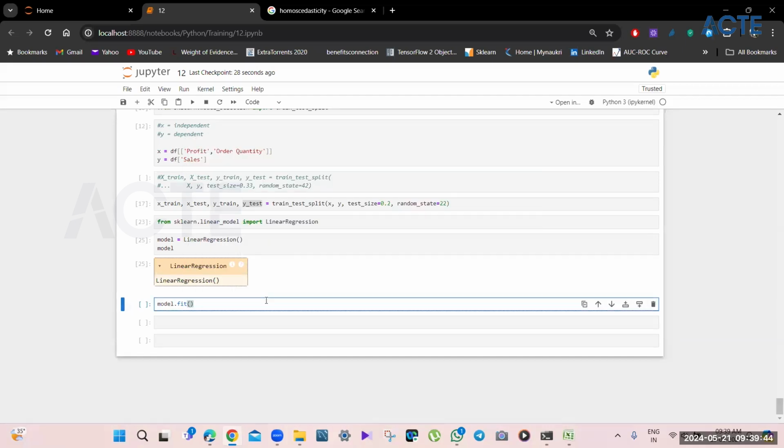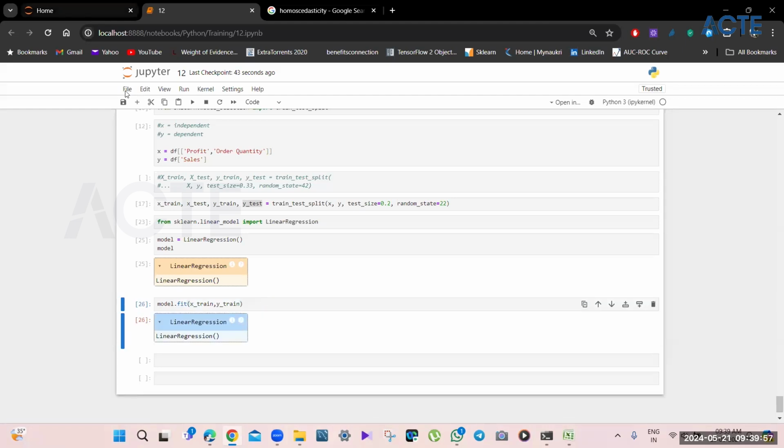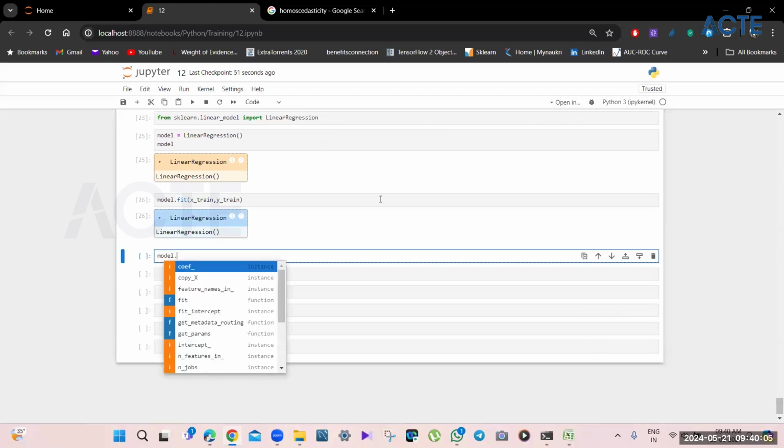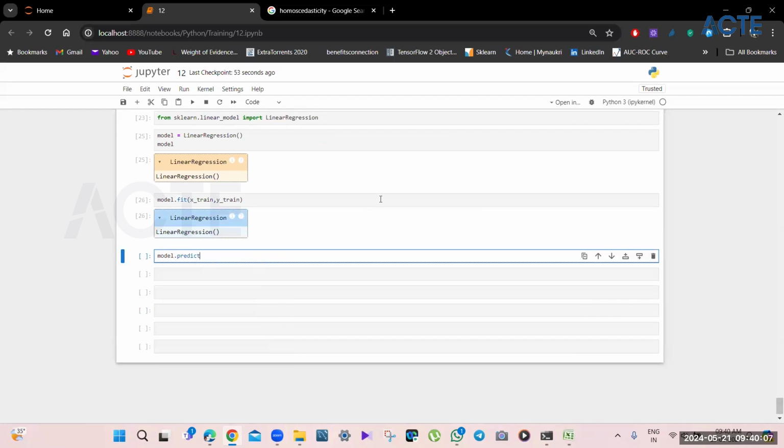So what will I pass? This is what I will do. X_train, comma, y_train. model.fit. Yes, model.fit is done. And then what will I do? Then model.predict. model.predict of X_test, because test has been kept for the testing.